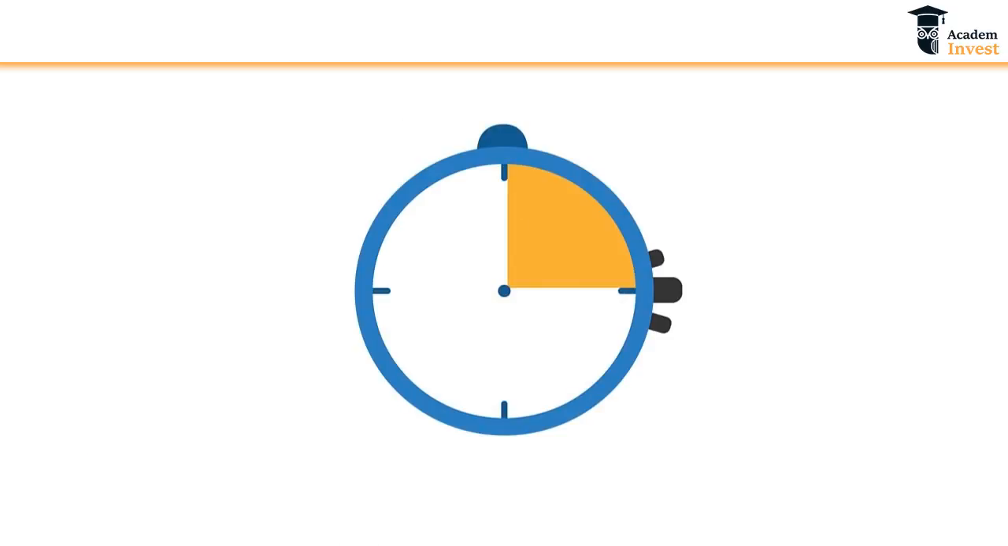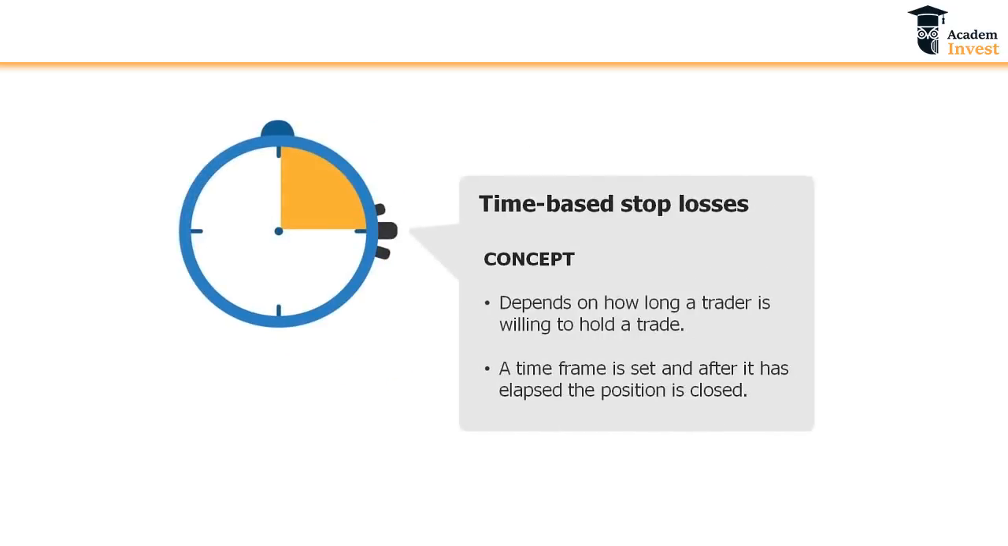A non-technical tool that can be used is a time-based stop loss. The concept of this depends on how long you are willing to hold a trade. After a certain time, which is determined before the trade is opened, the position is closed. You may wish to use a time-based stop loss to determine if you should exit the market, because if the price has not moved significantly enough in a given period of time, then you may want to consider closing down your trade and using your capital to find more profitable trades elsewhere.